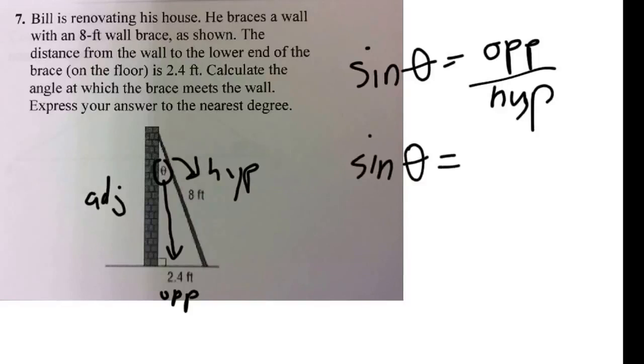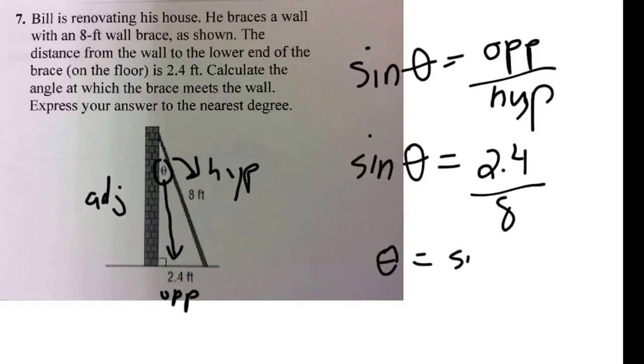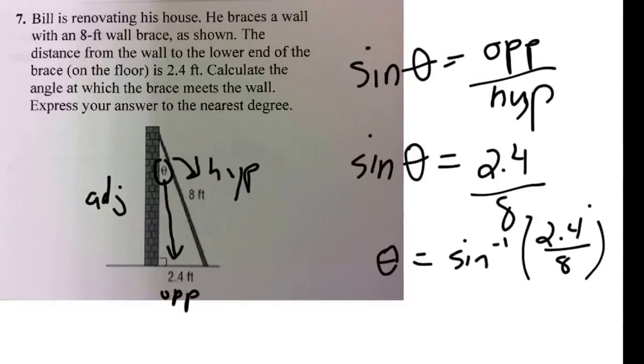So we'll have sine theta equals opposite 2.4, hypotenuse is 8. And remember to solve these on your calculator. Then what you want to do is go second sine. So go shift sine, and then put in 2.4 divided by 8 in brackets. And hit equals. And our answer is 17 degrees.